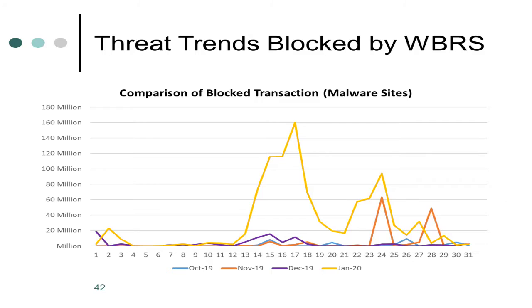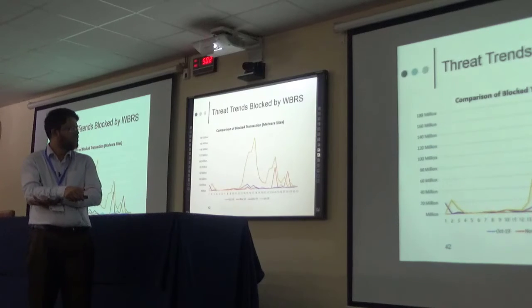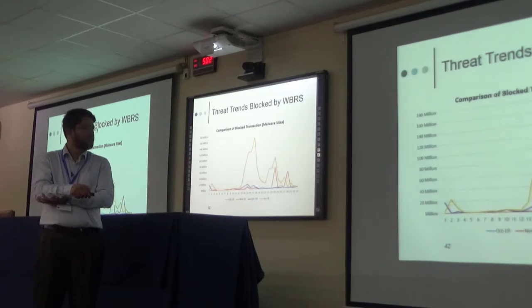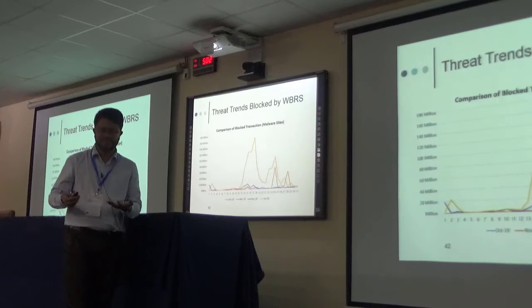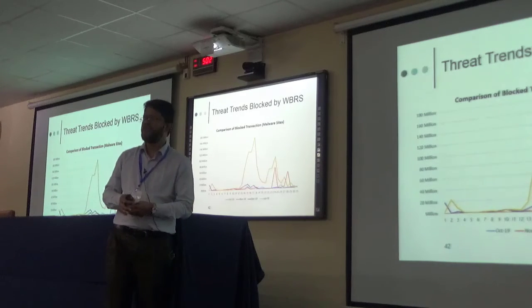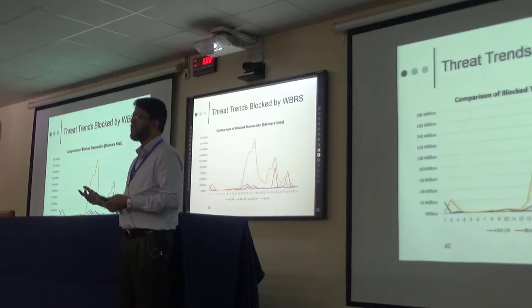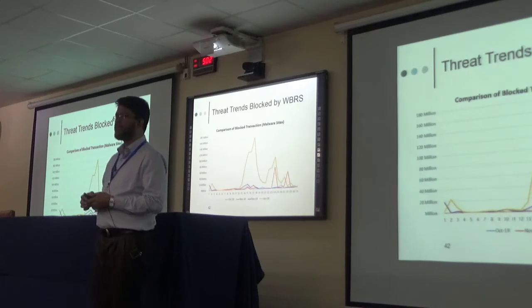So in terms of comparison, if you compare by transactions, so this is for blocked only, for each month. So we see in January, because of the attack, there is more number of blocks compared to other months. So what it means, the system would be effective if there are more attacks, the system has to block more, right? So that is the scenario that we are seeing here.